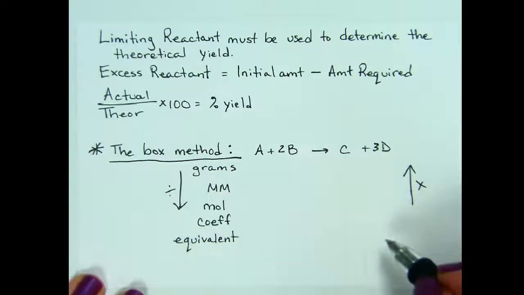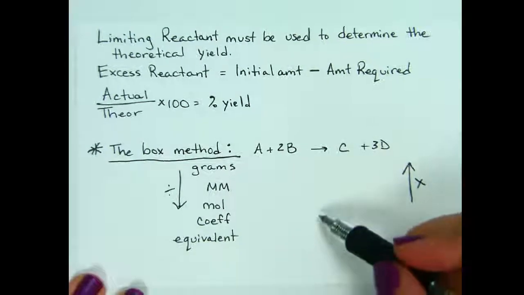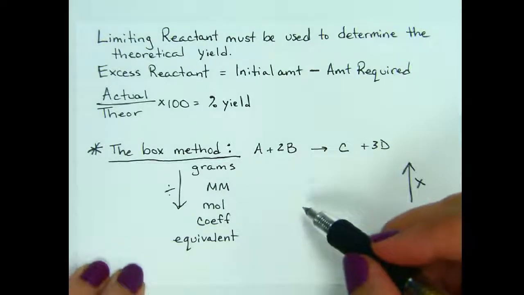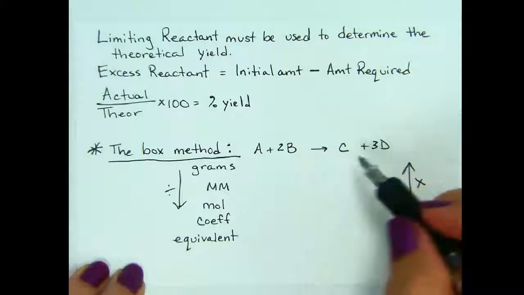And then once you know the equivalent, then you can work your way back up the chart by multiplying the equivalent times the coefficient, which gives you moles, the moles times the molar mass, which then gives you the grams of each of these.